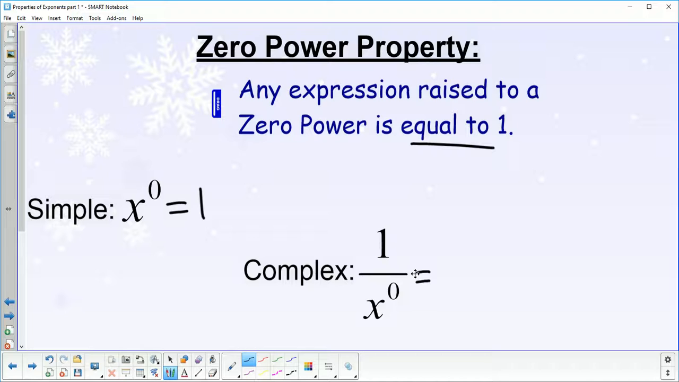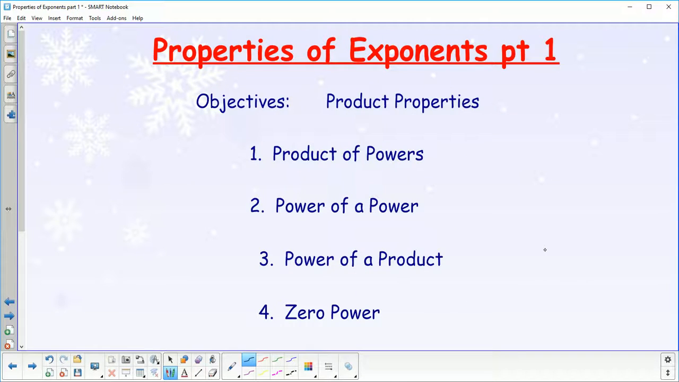Okay, a little trickier here. This 1 is not being raised, so we're going to leave that, but the x to the 0 on the bottom, that becomes 1, and then 1 divided by 1 here we get is 1. Okay, so everything that's raised to the 0 power becomes 1 in that case. And that is all of the product properties.